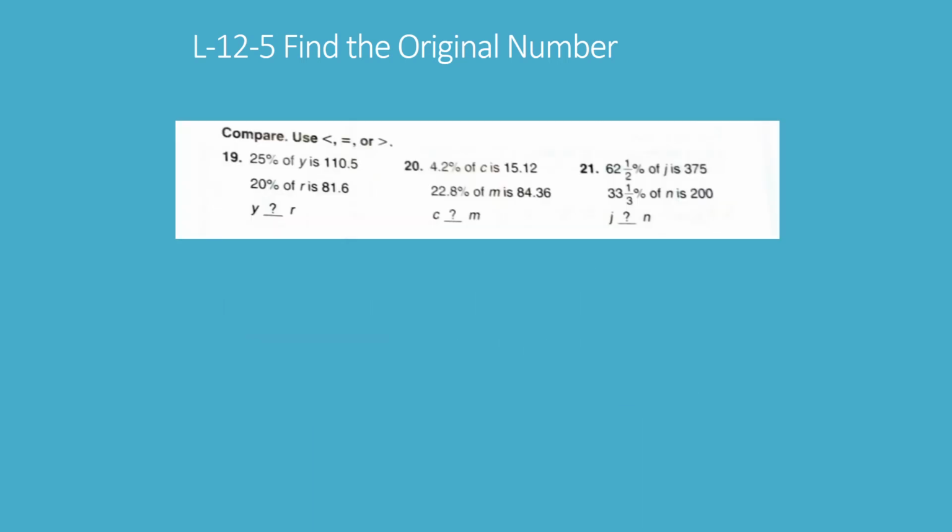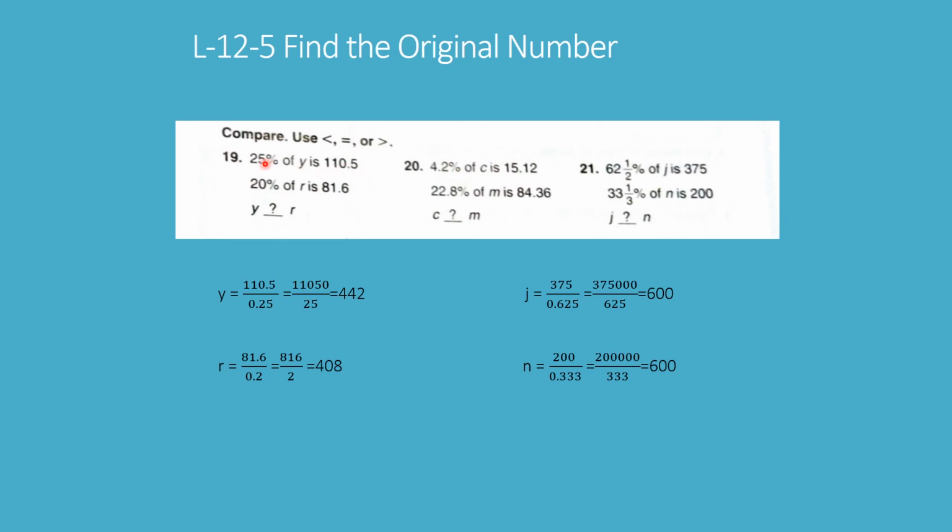In this one you can see questions number 19, 20 and 21 are compare. That means just compare: less than, equal to or greater than. Two statements are given. Then you can see whether y is greater or r is greater or both are equal. Then you know how to check this one by the same method you did before.